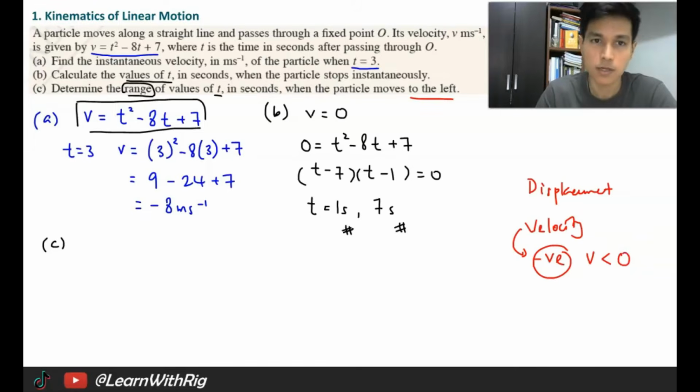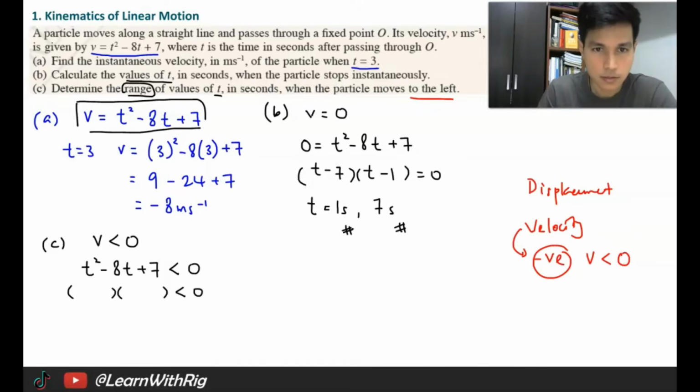Correct? So this is what it means when they ask for range. Whenever they ask for range, it's always an inequality. So this is an inequality, less than 0. So in this case, the particle moves to the left, so that means the velocity is less than 0. So t square minus 8t plus 7 is less than 0. Same thing, you can just factorize. You get t minus 7, t minus 1.